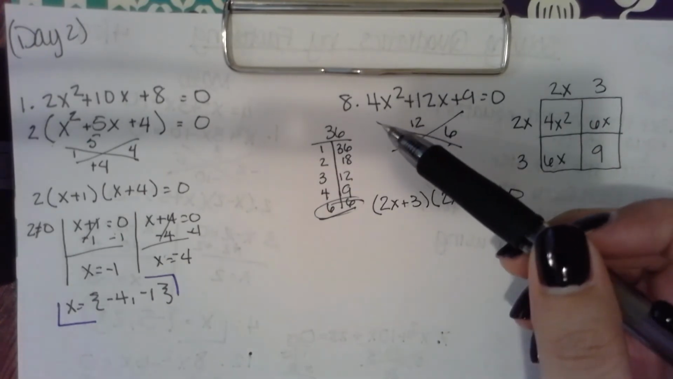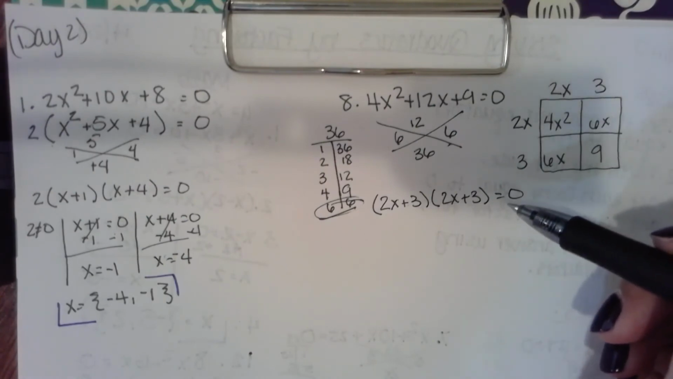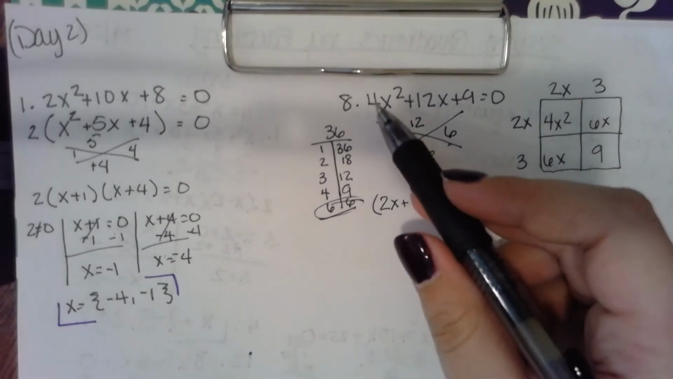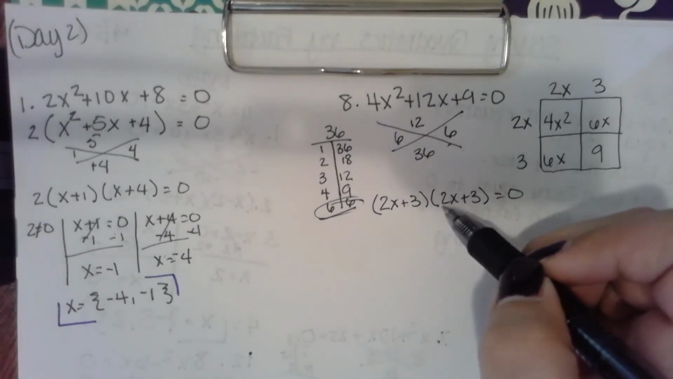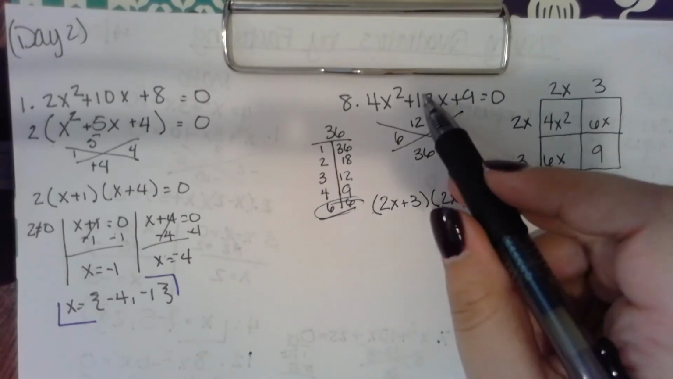Once you find your factors, if you are unsure, go ahead and distribute it. 2x times 2x will give you 4x squared. 3 times 2x will give you 6x, plus 3 times 2x will give you 6x, so that will give you 12x, and 3 times 3 gives you 9. This is the correct factored form.